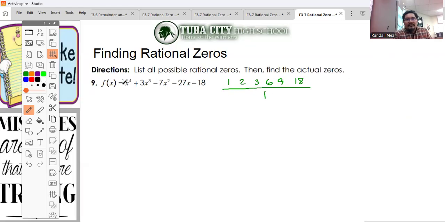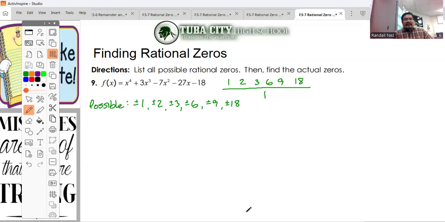Our first number here is 1, which again means we're not going to have any remainders. We're not going to have any fractions. Ooh, so much vocabulary. Okay, so it's just going to be the positive and the negatives of each of these. So possible numbers: 1, 2, 3, 6, 9, and 18. So those are all the possible numbers.